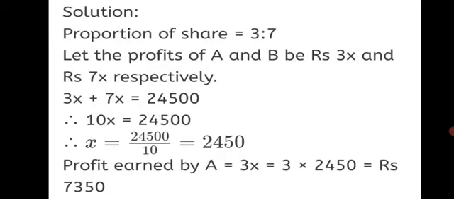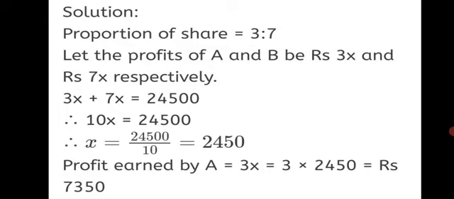Proportion of share is equal to 3:7. So let the profit of A and B be rupees 3x and 7x respectively. Our equation will be 3x plus 7x is equal to 24,500, which is the profit given in rupees. 10x is equal to 24,500. Therefore, x is equal to 24,500 divided by 10, which is 2,450. That means profit earned by A is equal to 3x, which is 3 multiplied by 2,450, equal to rupees 7,350.